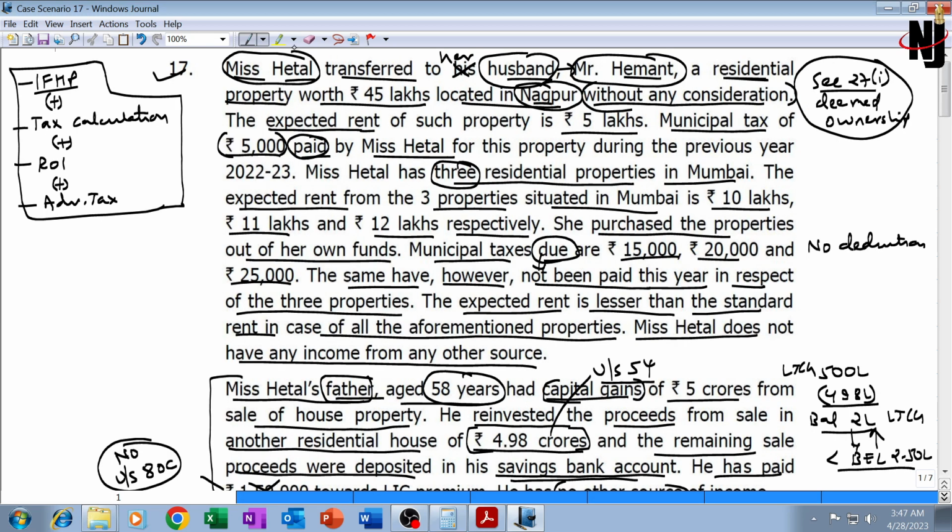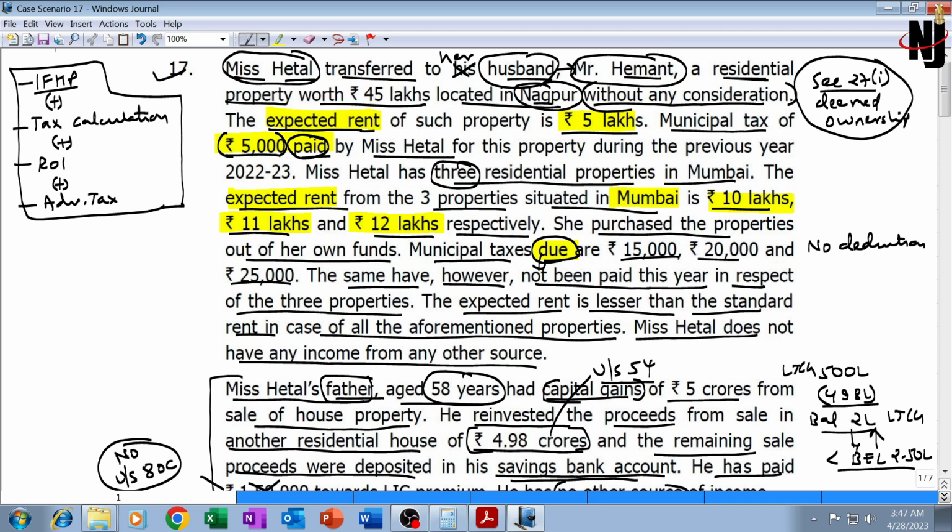First property is Nagpur property. From Nagpur property, expected rent is 5 lakh rupees, and there is a municipal tax of 5,000 paid. And for the Mumbai based properties, the expected rent is 10 lakhs, 11 lakhs and 12 lakhs respectively. So 5, 10, 11 and 12. Municipal tax for Mumbai property is not yet paid, it is due, but for Nagpur property it is paid, therefore 5,000 will be allowed to be deducted.